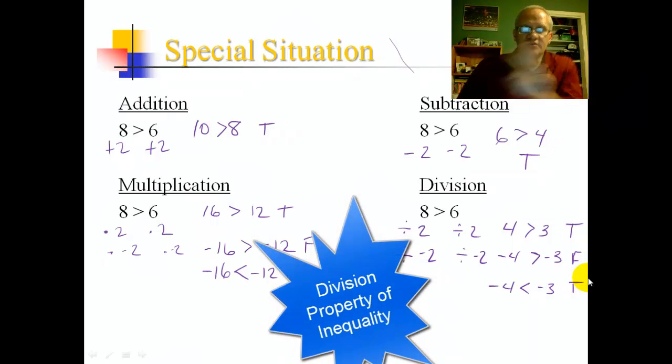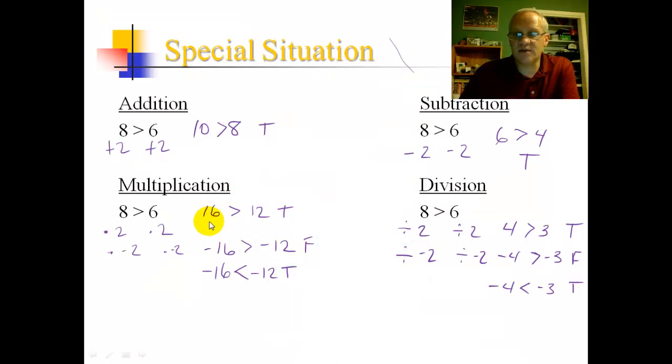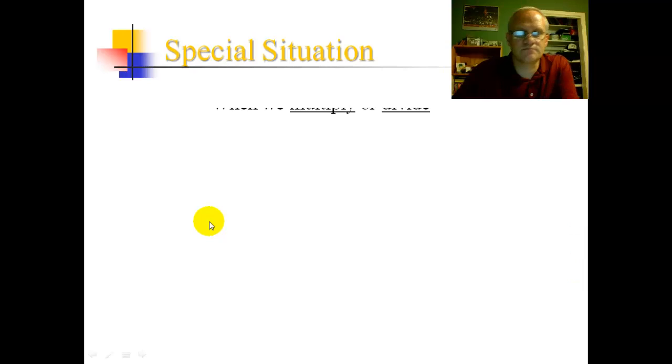So those are the two situations. Anytime we multiply by a negative or divide by a negative on both sides when we're solving our inequalities, we have to flip the sign around. Okay? And to emphasize this, I want you to take a look at this.